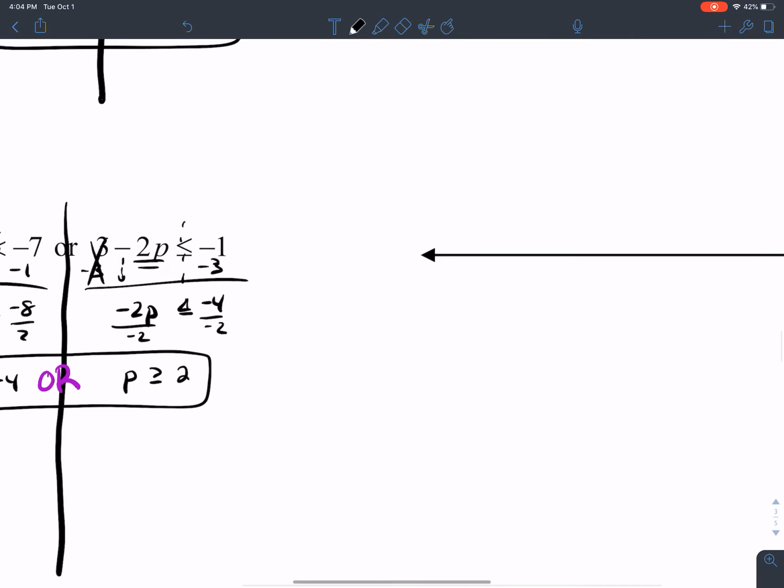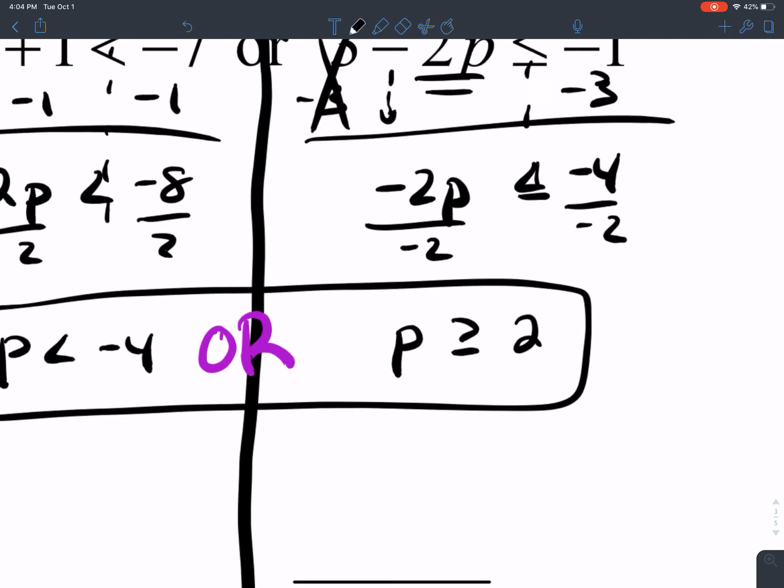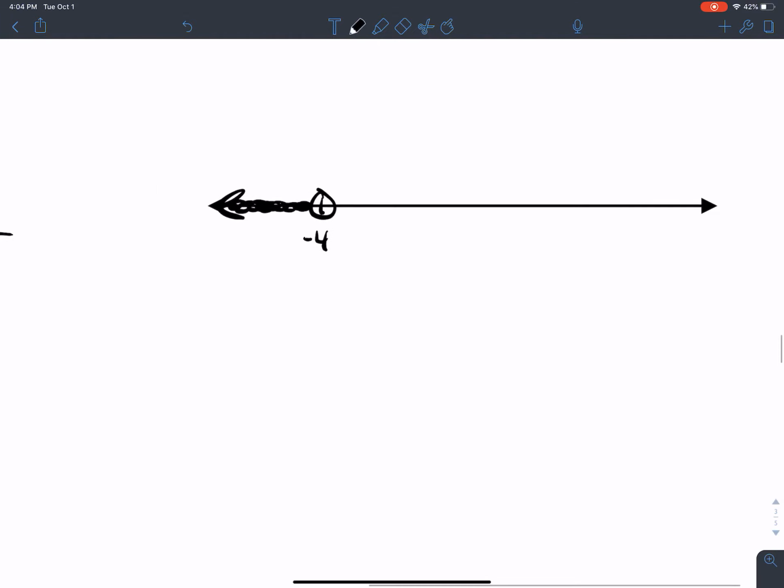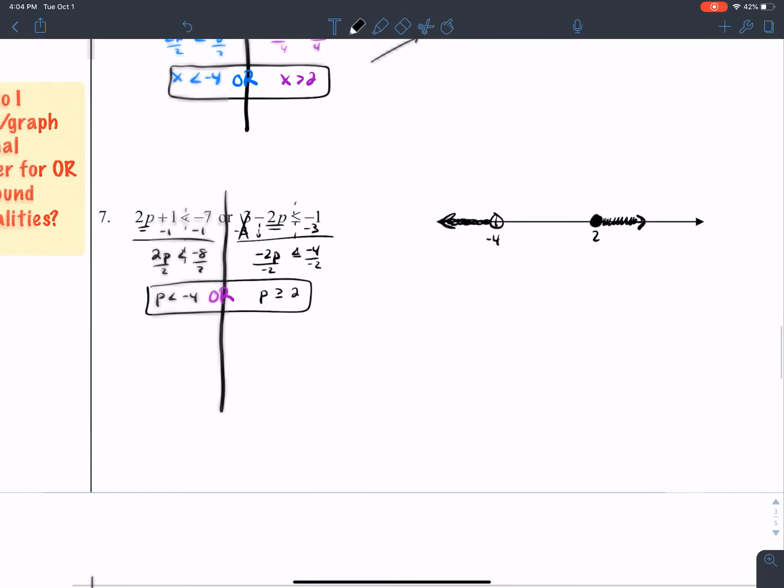And when we go graph it, we should have a graph that's shaded twice in separate directions. So here, -4 is the biggest, so I'm going to shade stuff that's smaller. And then here, p is greater than or equal to 2, so at 2, I'm going to put a closed circle, and then shade the numbers that are greater than that.